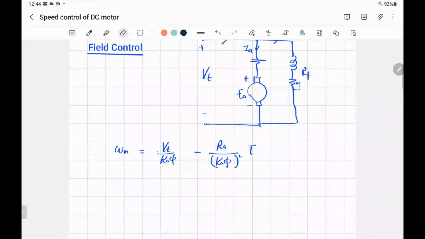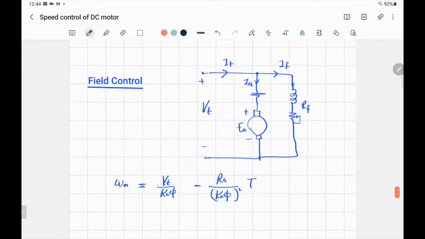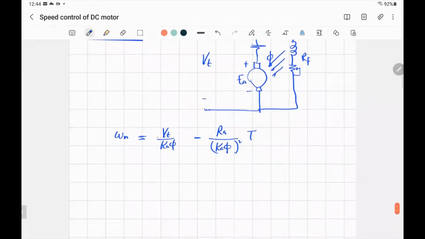First, I have to know what the variable is that produces phi. What is the variable in a DC motor responsible for producing flux? IF. That's right. IF will pass in the winding and make the flux that will go with the armature. So you can say that phi is equal to a constant times IF.